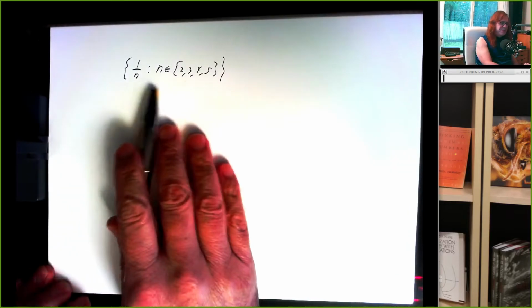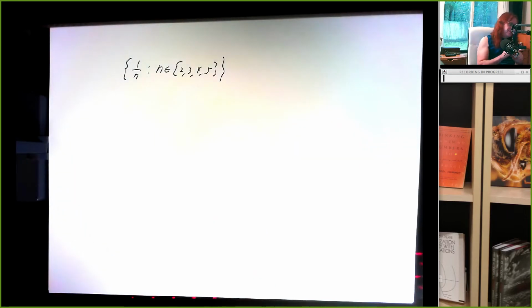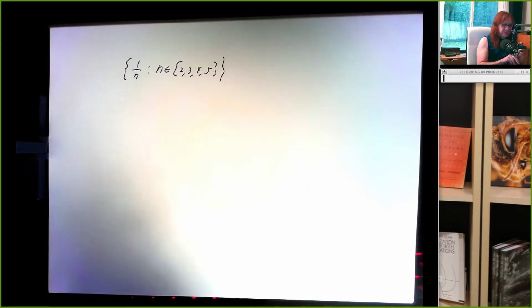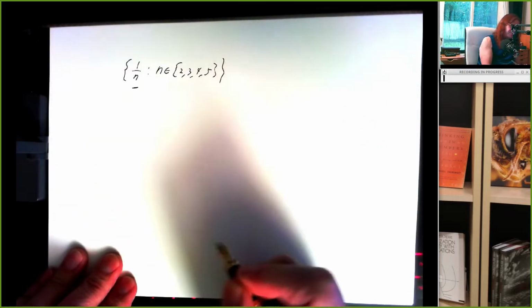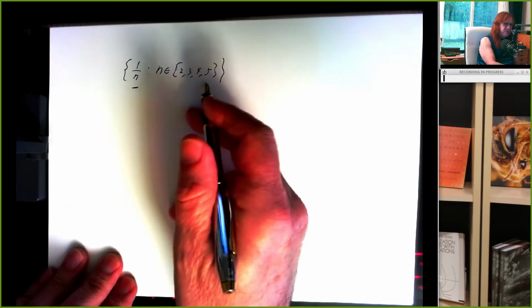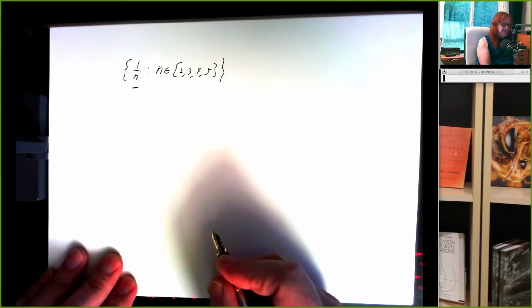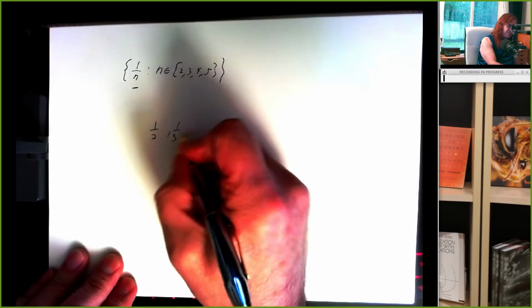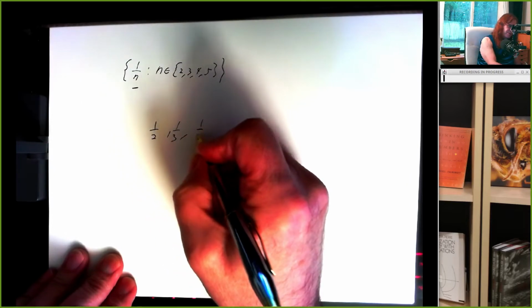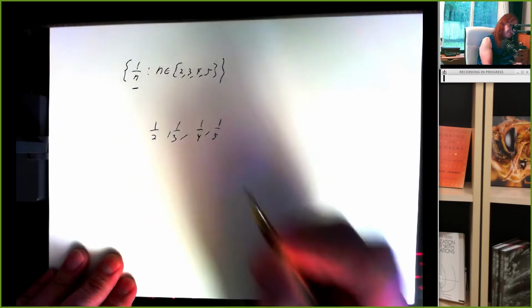The set of 1 over n such that n is contained in some set, right? Yes. So the elements of this set are elements of this form, where n could be a 2, a 3, or 4, or a 5. So the elements of this set would be exactly 1/2, 1/3, 1/4, and 1/5.